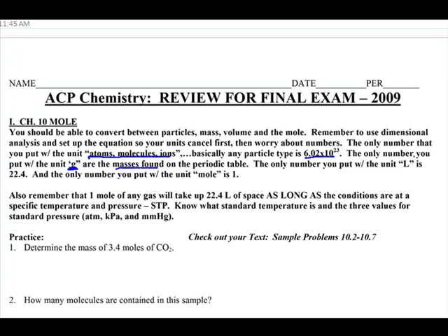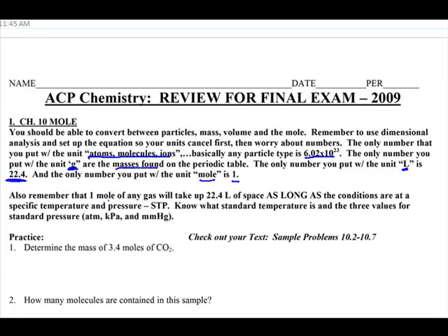And if you're using liters and you write down liters, 22.4 is a magic number that always goes with liters. And the only number you put with the unit mole is 1. For our purposes, anytime you see the word mole, a 1 should be right next to it. Never put 6.02 times 10 to the 23rd moles. That's wrong. It's 6.02 times 10 to the 23rd atoms in 1 mole. So they'll be opposite each other.